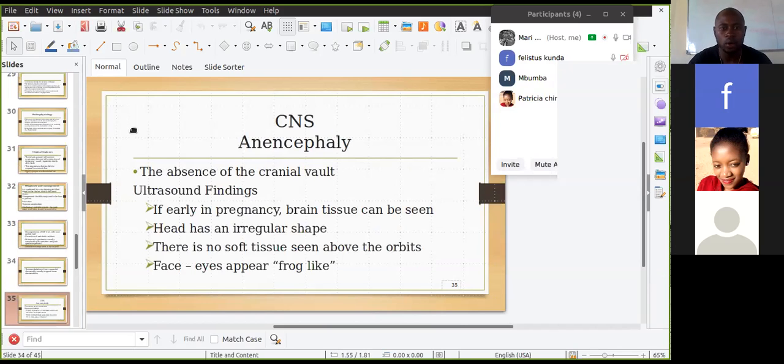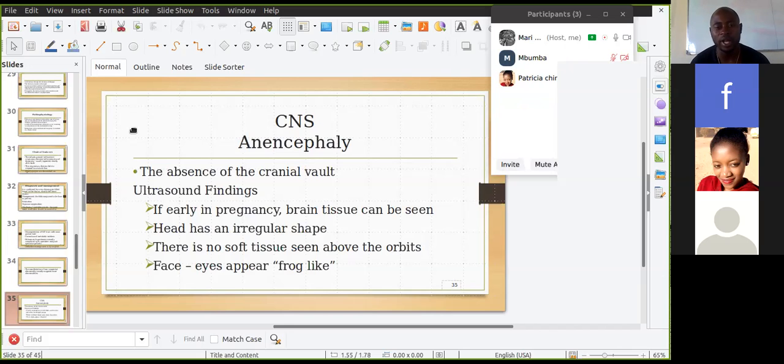So let us now look at the common congenital abnormalities of the central nervous system. The first one that we'll look at is anencephaly, which is the absence of the cranial vault of the skull.